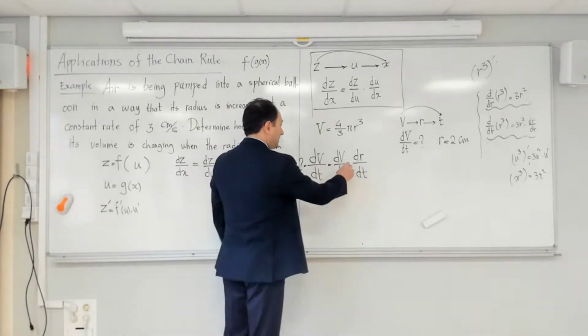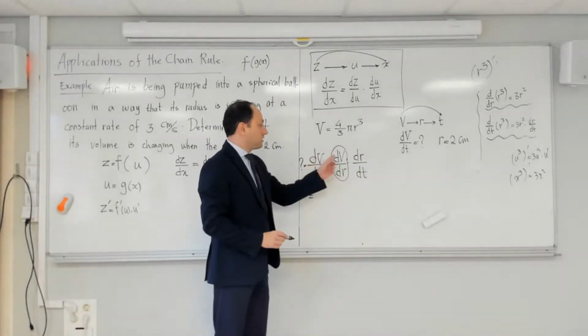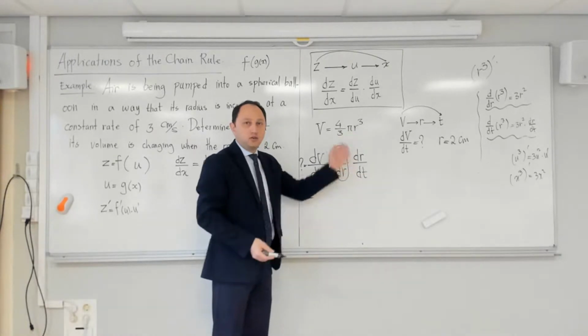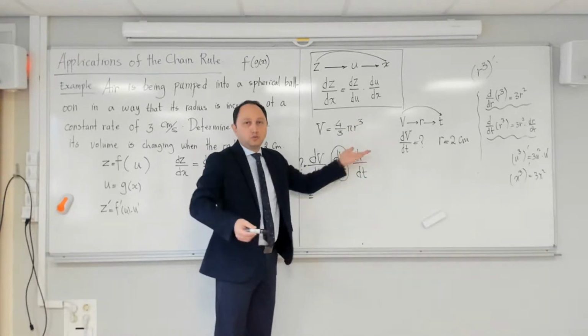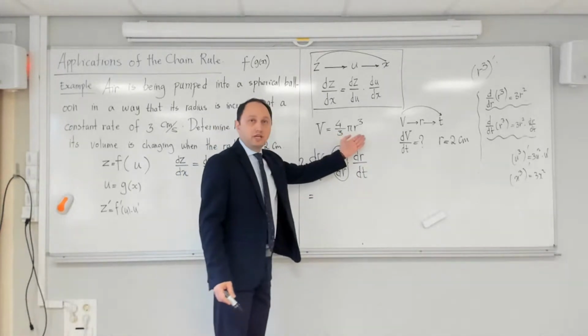This I can calculate. When you want to calculate this, just think that r is x and you are taking the derivative of x cubed. How do you do that? You write 3x squared, as simple as that. But here the name is not x, it is r.